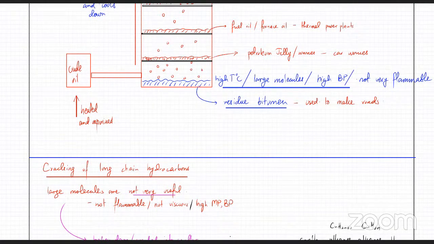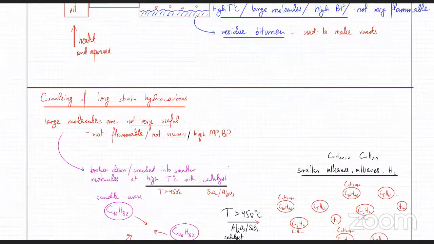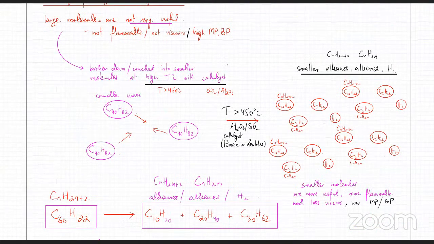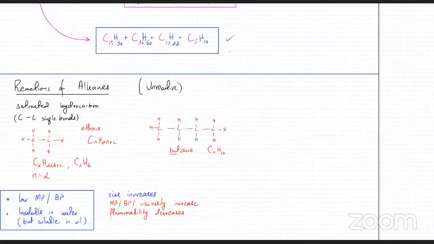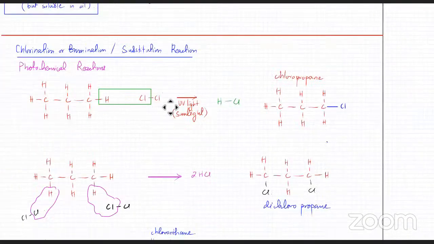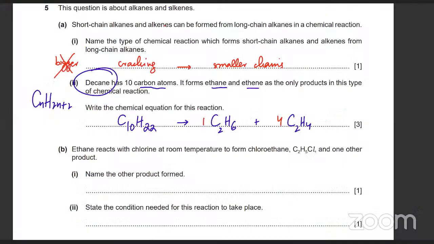Now, let's do this. Alkanes had a reaction, which was UV chlorination, right? What would happen is chlorine would come in and substitute one of the H's in the alkane, and HCl would be produced as a byproduct. So that was the only reaction for alkanes.